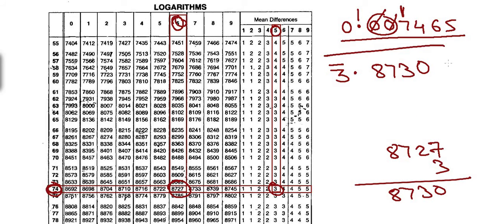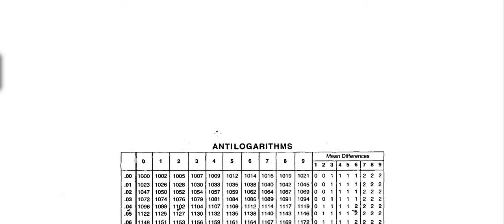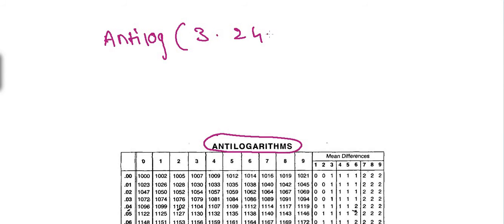So this is how we calculated a log of 0.007465. Now let us study how to find the antilog of a given number. Make it very sure that you are in a proper table, the anti-logarithms table. Now let us find the antilog of 3.2415.